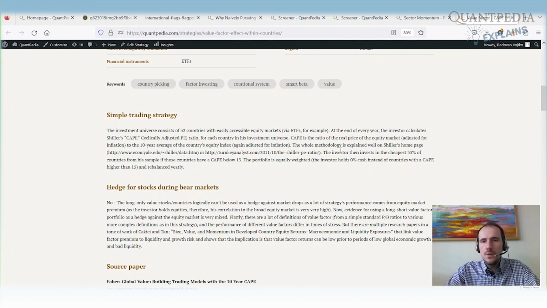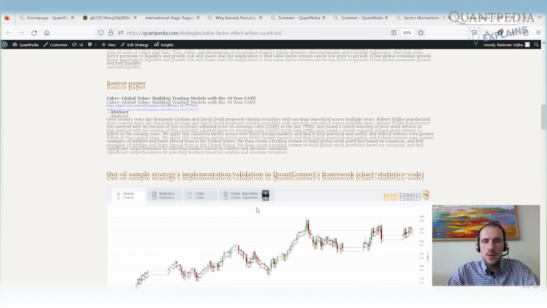The investor then invests in the cheapest third of the countries from the sample, those that have a CAPE ratio below 15. The portfolio is equally weighted. The investor holds zero cash instead of countries with a CAPE higher than 15, and the portfolio is rebalanced yearly. So the question is how the performance looks.